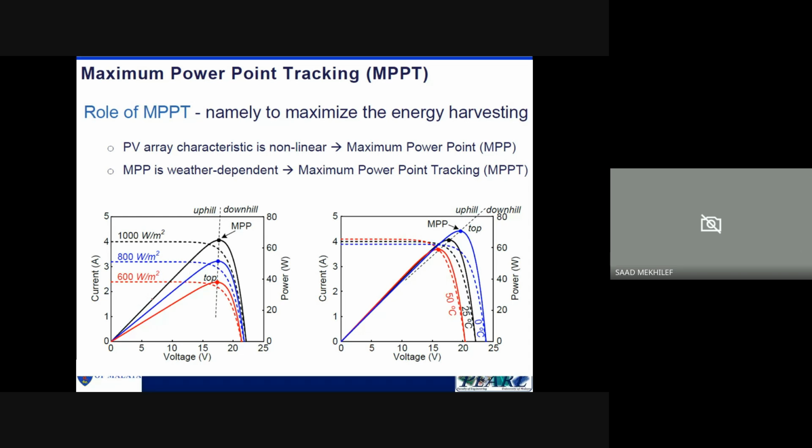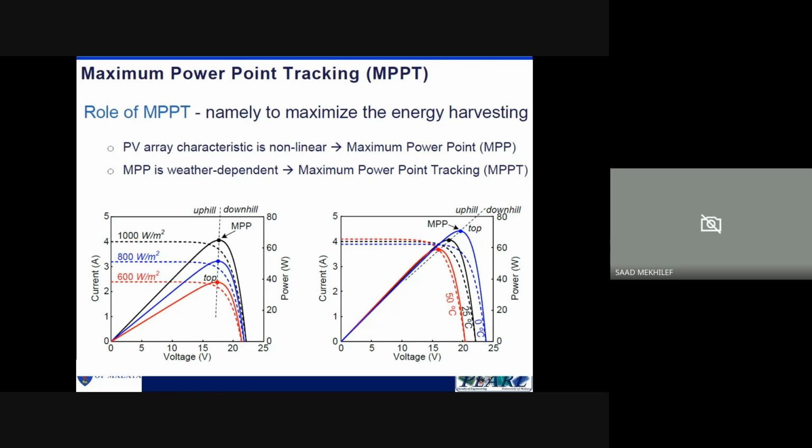The solid line is the power curve. The dashed line is the IV curve. You can see the IV curve is current versus voltage. And then we have the power curve. The solid line is the power curve, right? And the dashed line is the IV curve. So we can see that actually the IV curve does change depending on the irradiance.